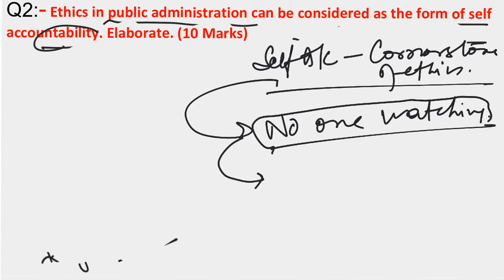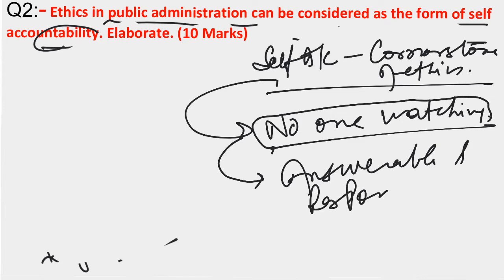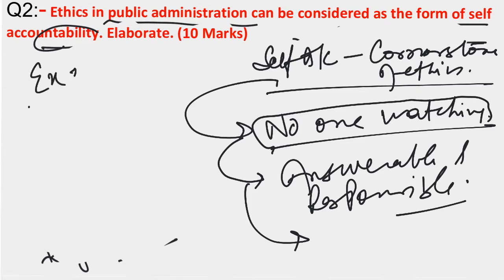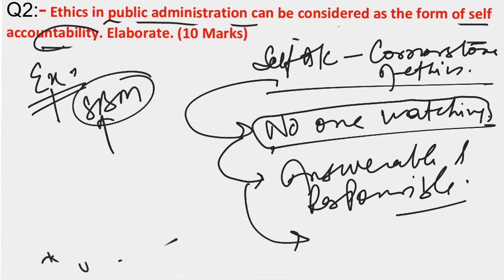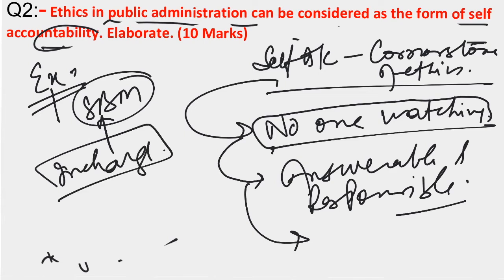Then you can say that a person who is self accountable will be answerable and responsible. He will pick up the phone even at midnight, because he is self accountable. And then you can give an example of a public servant, for example the Swachh Bharat mission, where you have been the in charge at the district level for the implementation of Swachh Bharat.